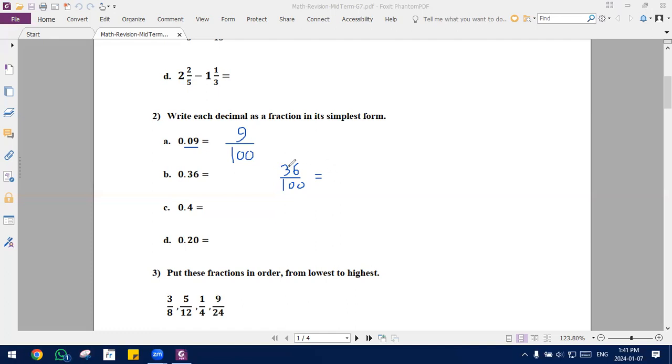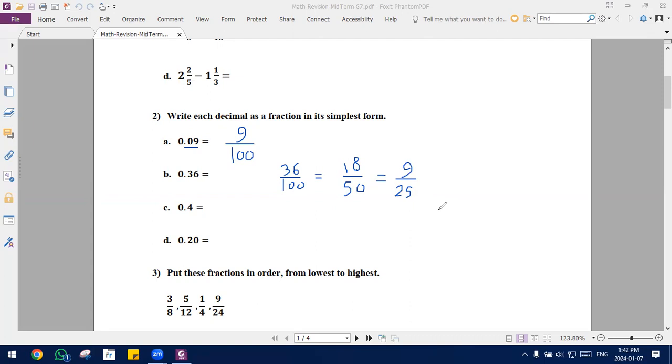For example, 36 over 100, both of them are even, so you can divide by 2. 36 divided by 2 is 18. 100 over 2 is 50. Then you can again divide by 2. You will have 9 over 25. Can you divide more? No, we cannot. Some of the students will directly divide by 4. Some of them will make it step by step, which both are correct.